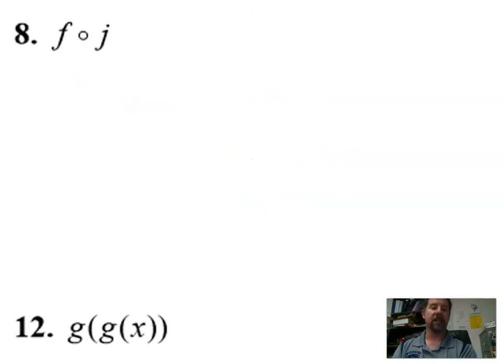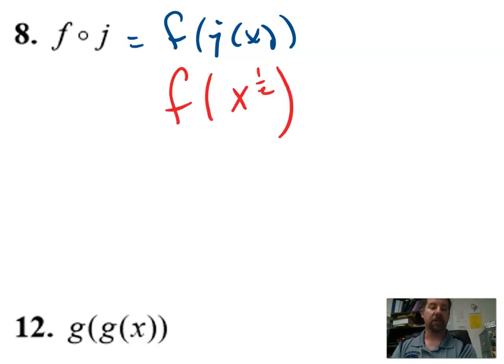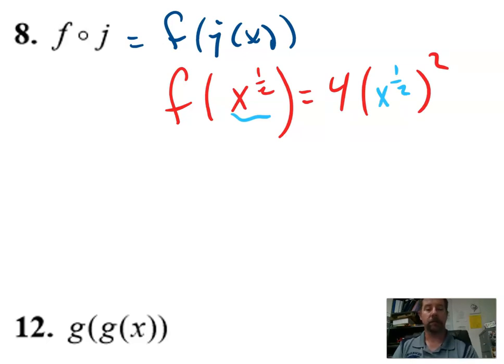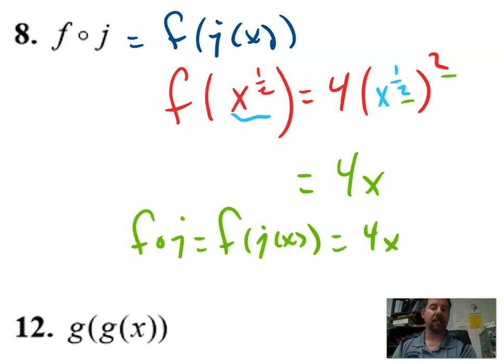Alright, lastly here again is our weird notation. Again, that open circle, first thing I do just means f of j of x. So I'm going to treat this the same way as the ones before. Plug in my inner function. This is f of x to the 1/2. And now I'm going to write out my f function, and plug x to the 1/2 inside where the x used to be. Power of a power, I'm going to multiply here. 2 times 1/2 is 1. So I end up with 4x. So, f open circle j is the same as f of j of x, which is equal to 4x.